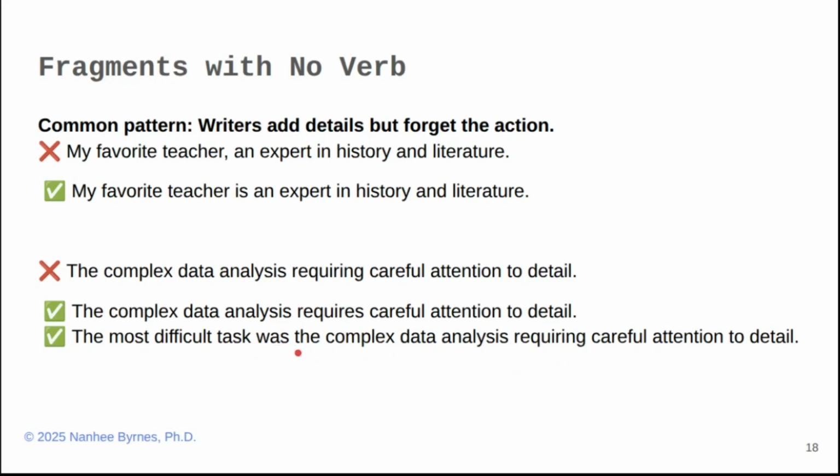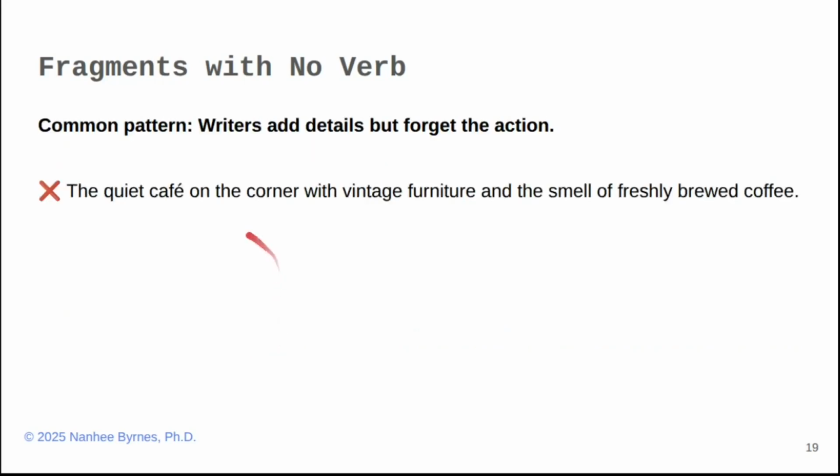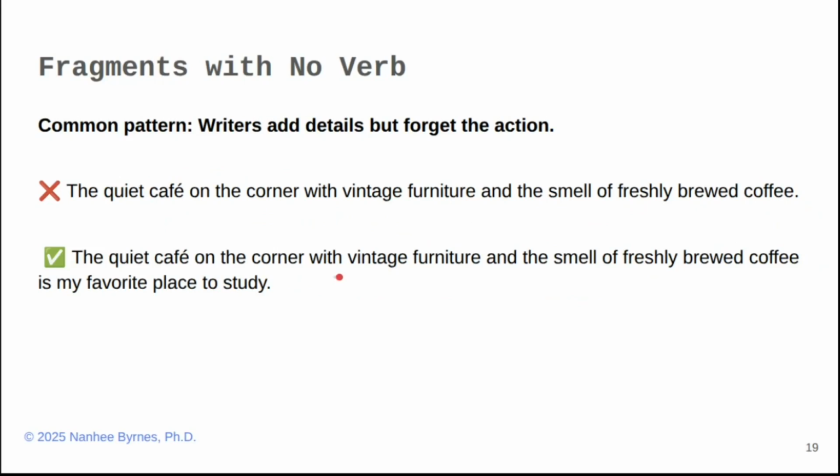Here's another case. The quiet cafe on the corner with vintage furniture and the smell of freshly brewed coffee. It's beautifully descriptive, but again, no verb. What about the cafe? To fix it, the quiet cafe on the corner with vintage furniture and the smell of freshly brewed coffee is my favorite place to study. Adding the verb is transforms the phrase into a strong, complete sentence.